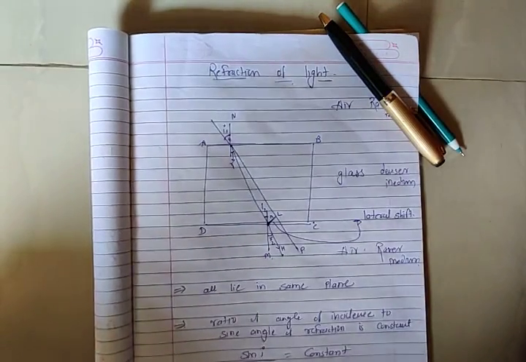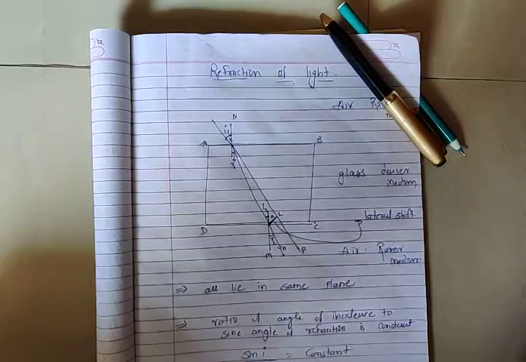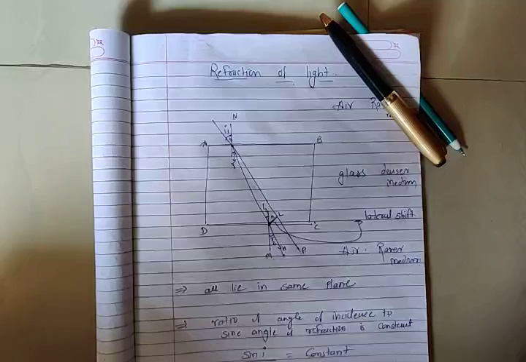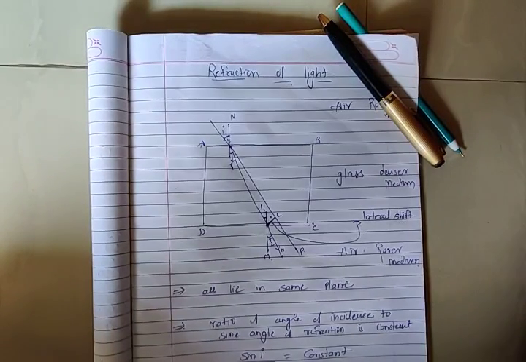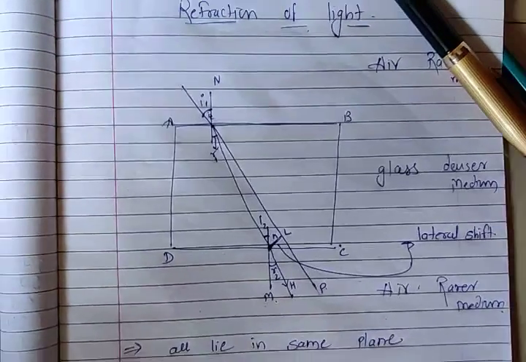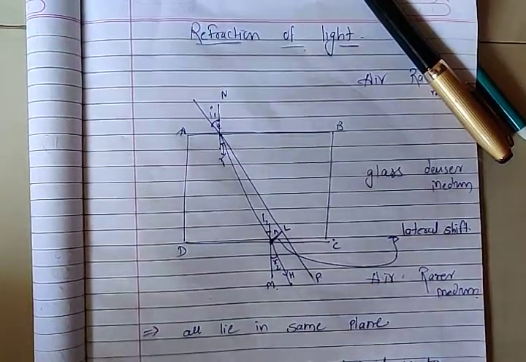Regards from Ajay sir. Now we have seen the mirror formula and the rays passing through concave and convex mirrors. Now we are going to see refraction of light in this particular part.